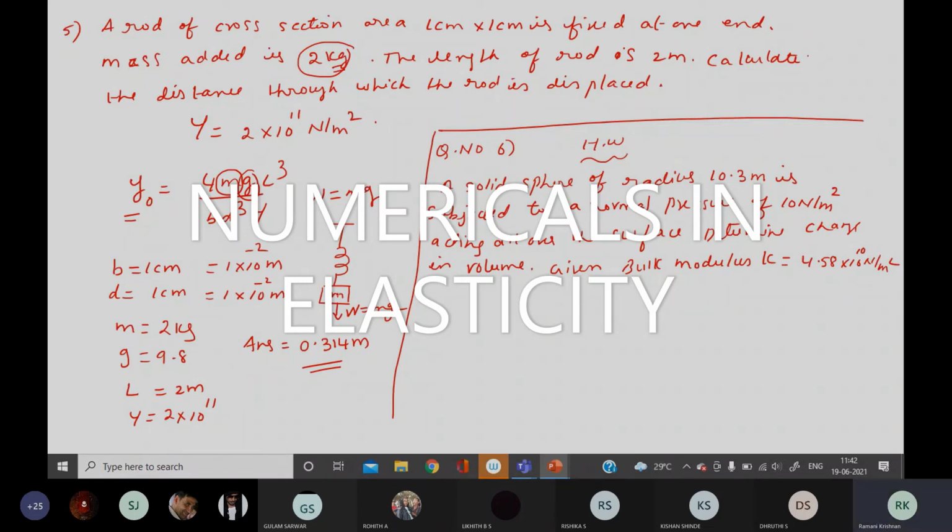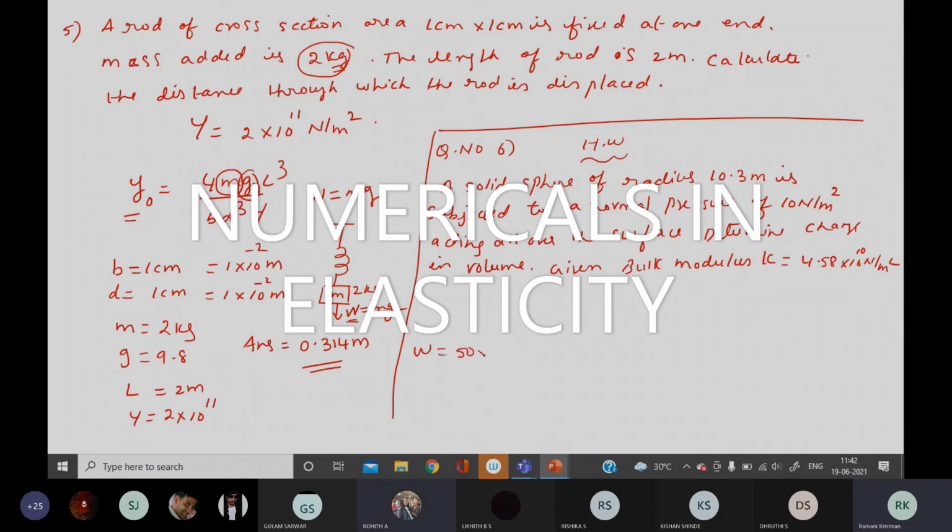See, for example, I'll tell you here. This is the mass I have added. How much? 2 kg. But what is the tension acting on the body? It is W, M into G. When I add 50 grams in the experiment, W will be the same.